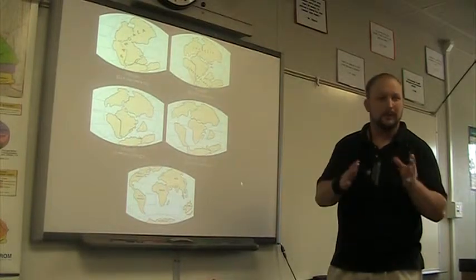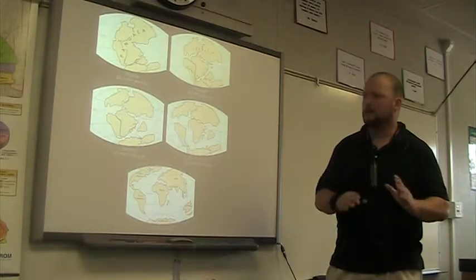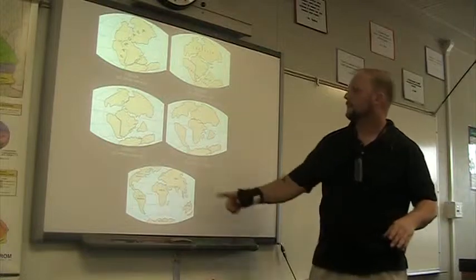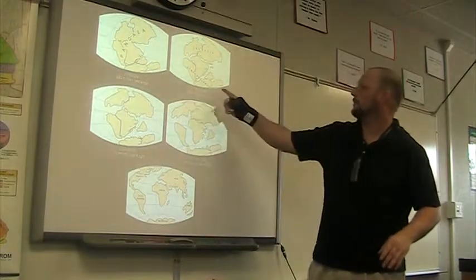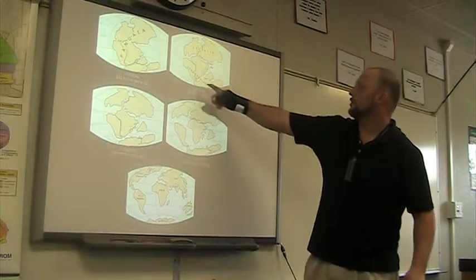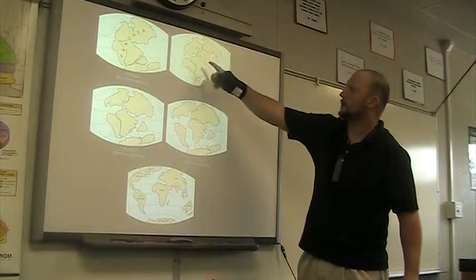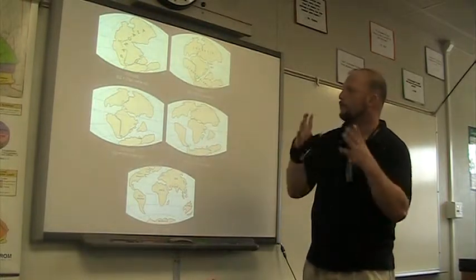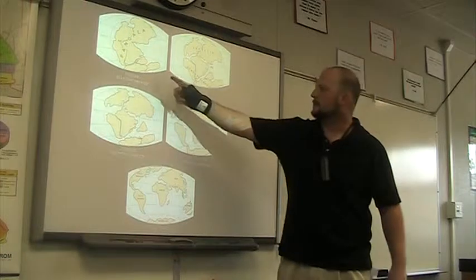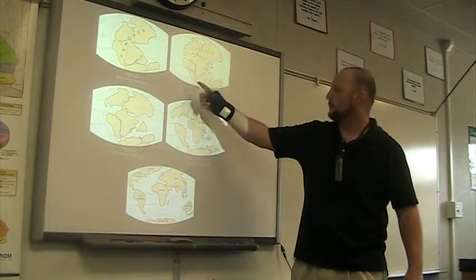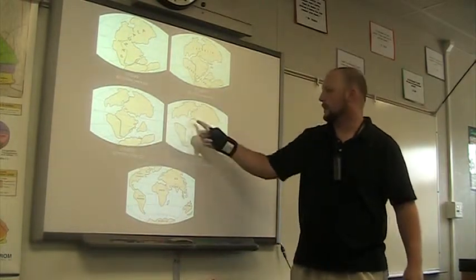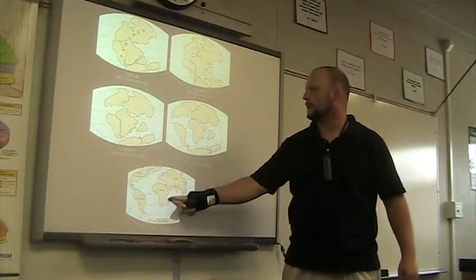Alright, so this has been happening for millions and millions of years, okay? You've got your Permian period, you've got your Triassic period, here's your Gondwanaland and your Laurasia. There's your Pangaea, the original supercontinent. And slowly you can see over time, these have started to separate into what looks like it is today.